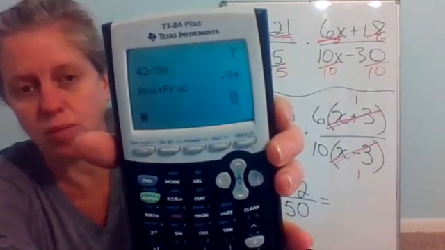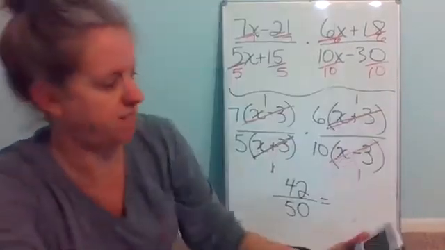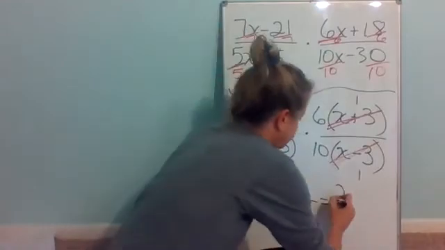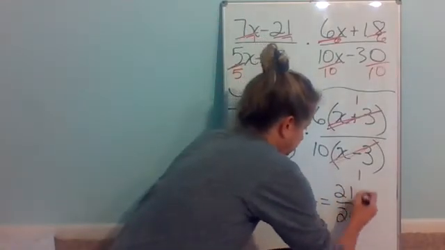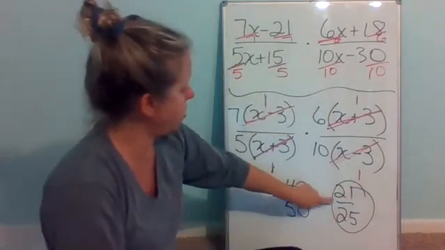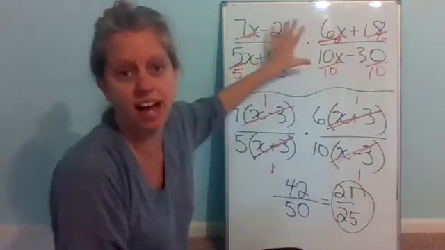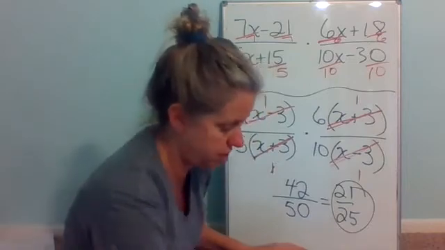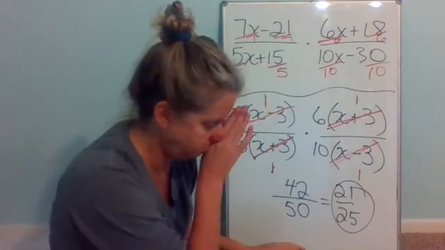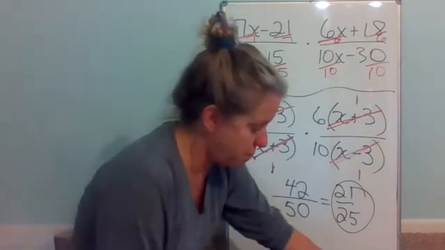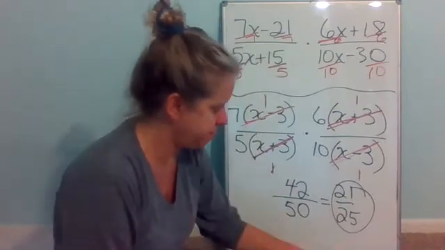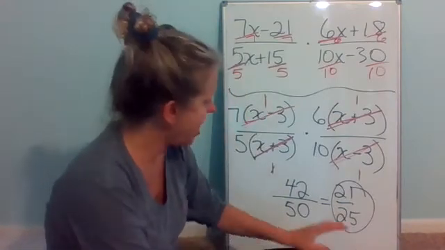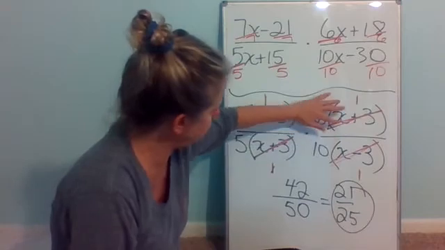What does that give you? 21 over 25. So 21 over 25 is all you're left with after that whole problem because so much of the parentheses canceled for you. Now, before we do number 9, let's look at what happens when things cancel.